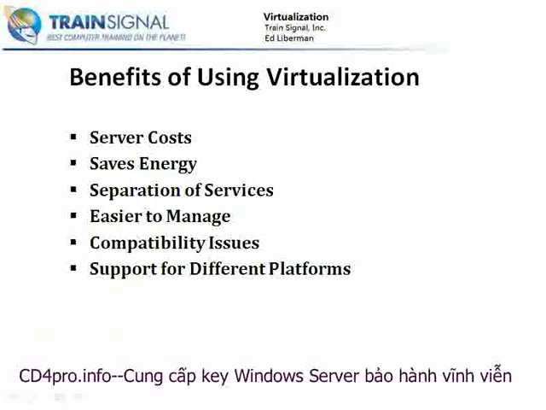Now, the first one I have here is kind of the obvious one, which is server costs. Well, obviously, if you need to run 4 different servers, but you can have those 4 different servers now running on one physical computer, well, there's an obvious cost savings there. You only had to buy 1 computer instead of 4. Now, the reality is that this word right here, costs, that's the key word across the board, no matter what benefit we're talking about.